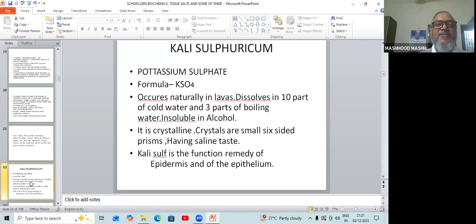I think this much is enough for this. Today I am stopping here. I am giving 5 minutes. It is better to leave now. Anything to ask about these salts? It is the first part.